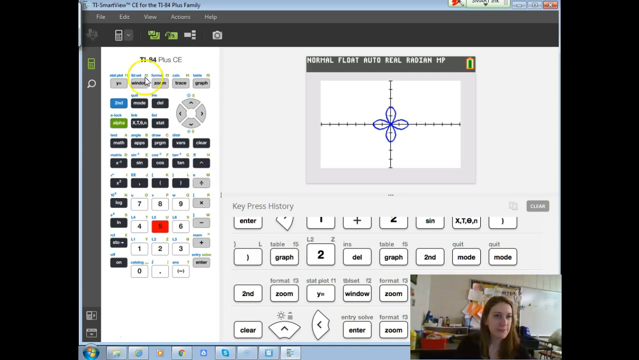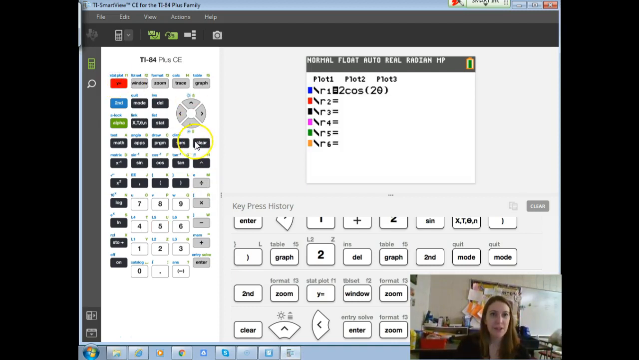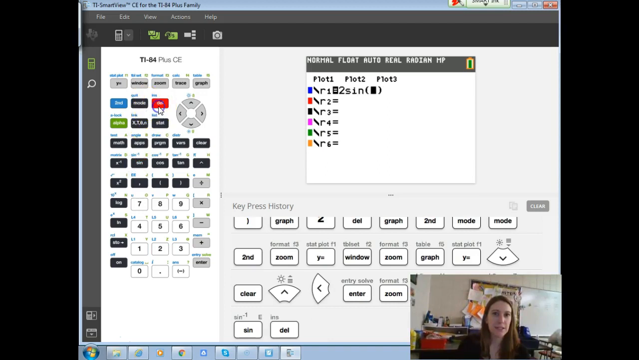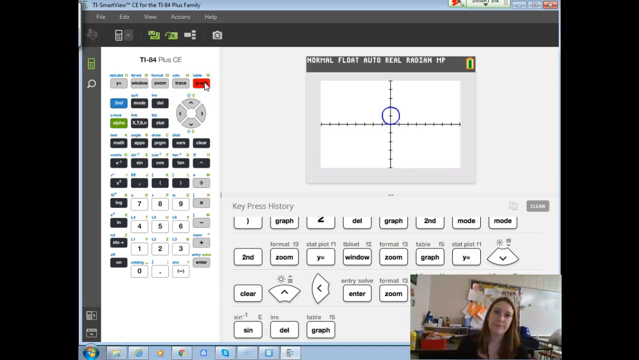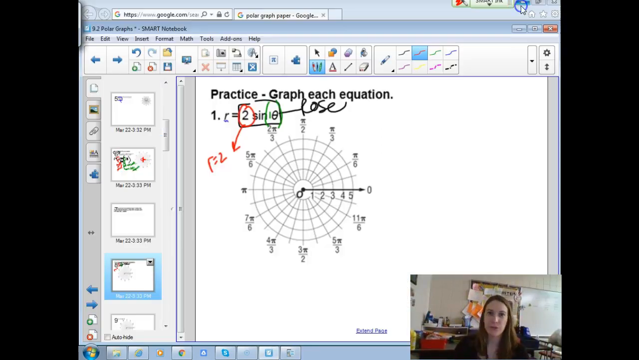So if you don't trust me, that's all right. Let's go graph it. So we have 2 sine theta. See? A very boring rose that just has 1 little petal, and there has to be some beautiful symmetry to it, so you're making a circle, basically. So that's interesting, right? Kind of weird, though.